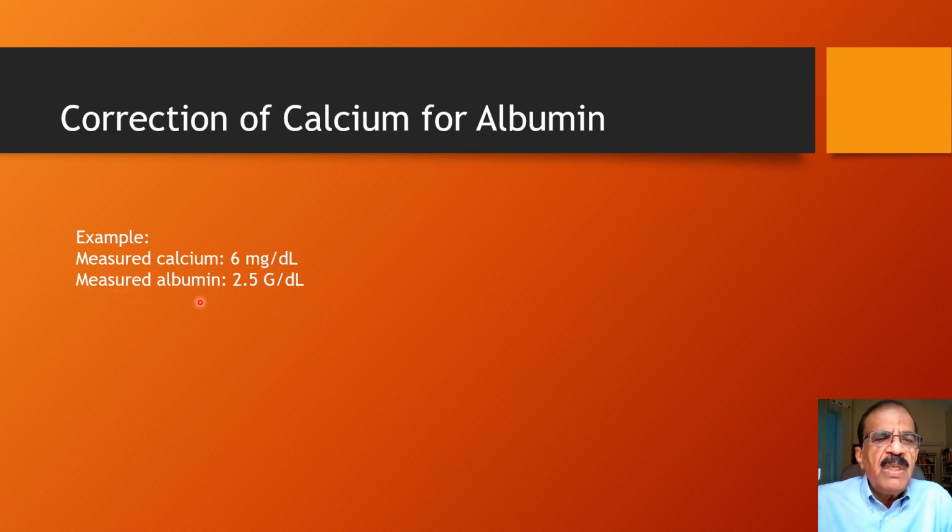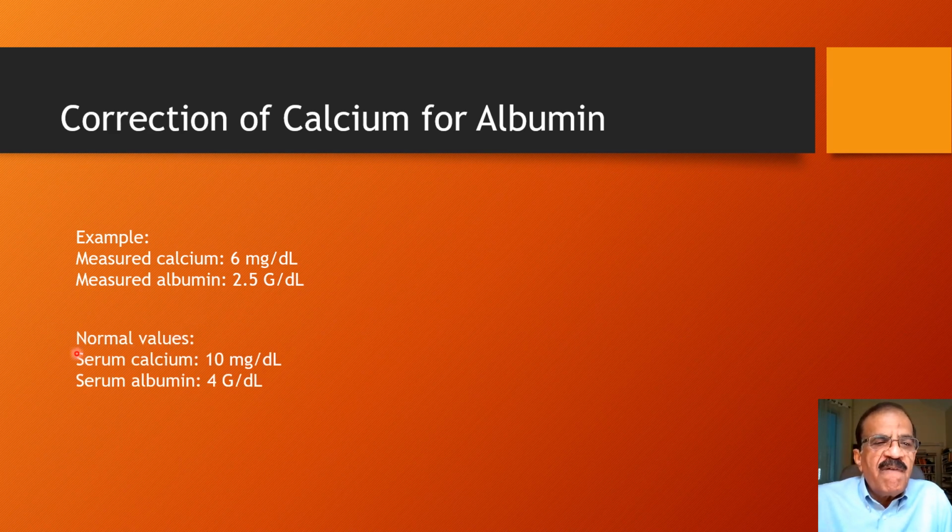And measure albumin, because whenever you order calcium, I think it should always be calcium, phosphate, alkaline phosphatase, all three together, along with albumin, especially if there is any reason to believe that this patient may have hypo or hyperalbuminemia. So you measured calcium and that turned out to be 6, and you measured albumin, that turned out to be 2.5. For the normal reference serum calcium, just suppose that it is 10.